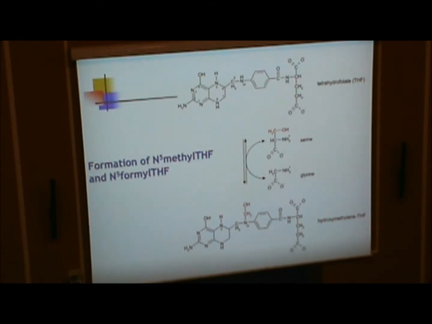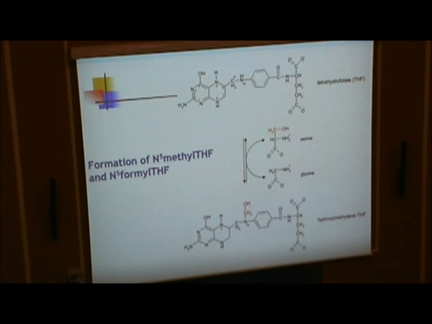How are the active formyl groups and active methyl groups formed in the human body? So, the source of one-carbon fragments is serine.